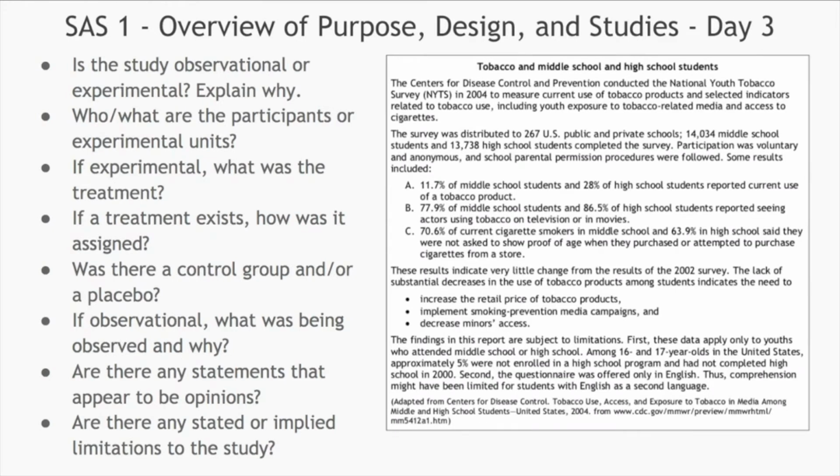We can bypass the next question because it asks for experimental stuff. The treatment question we can pass. Control group, placebo, we can pass. If observational, what was being observed and why? We're observing students' opinions. That's exactly what they want to put on. Are there any statements that appear to be opinions? Well, the statements at the end are not opinions, they are facts. Are there any stated or implied limitations of the study? Those are the statements on the bottom. Those are the limitations. Now, I want to point out something here.